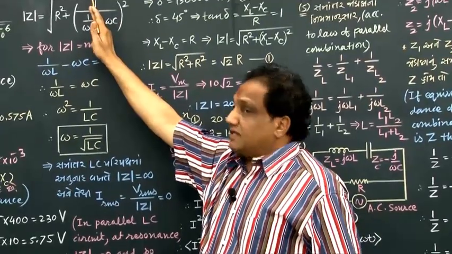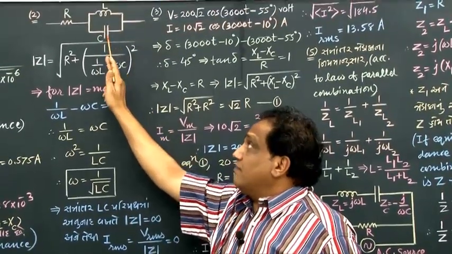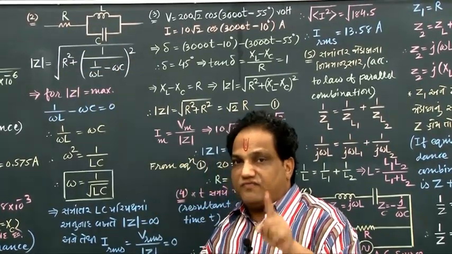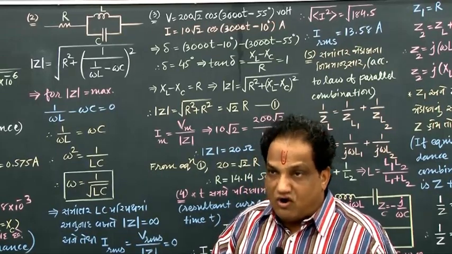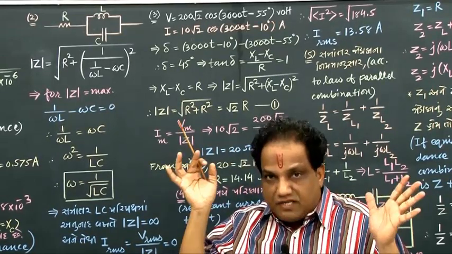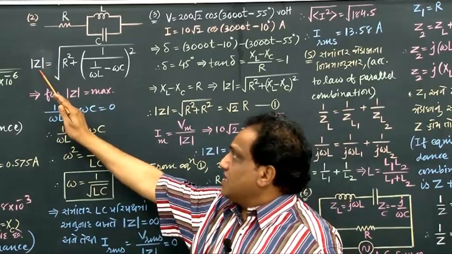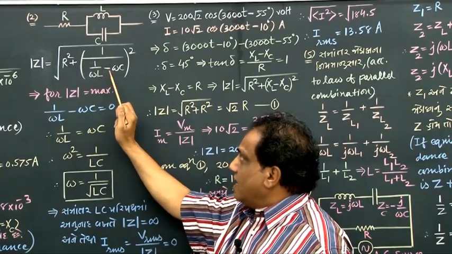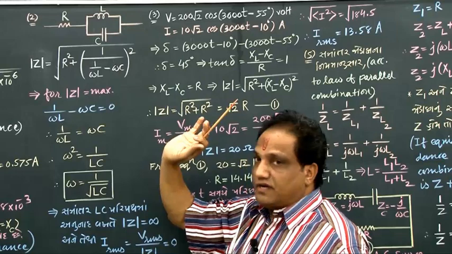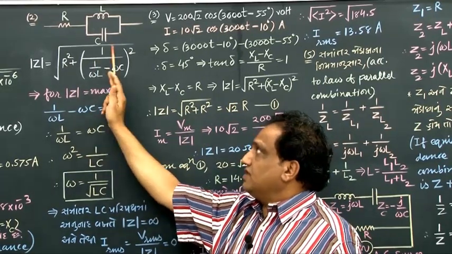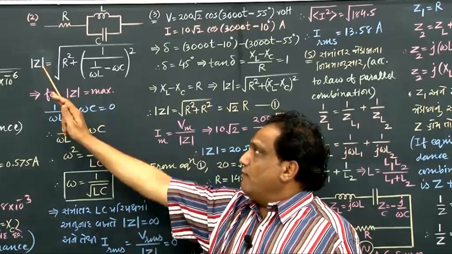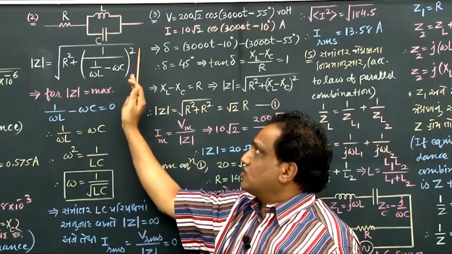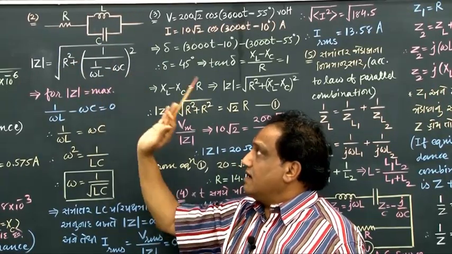In this case, in which L and C were connected in parallel, and the parallel combination was connected in series with resistance, if you have remembered, we had obtained the formula of magnitude of complex impedance, and that formula was mod Z equals under root of R square plus (1 upon omega L minus omega C) whole square. See, this was the real part, this was the imaginary part, and you know, the magnitude of complex impedance is always equal to the square root of the summation of squares of real and imaginary parts.